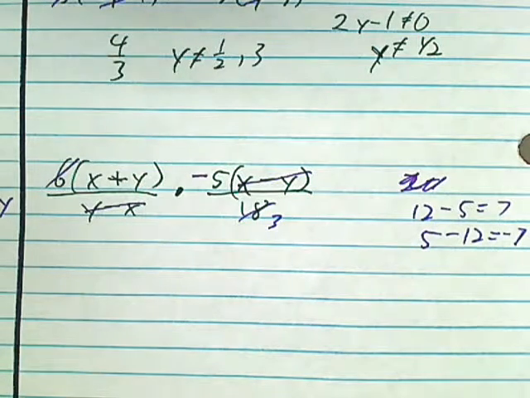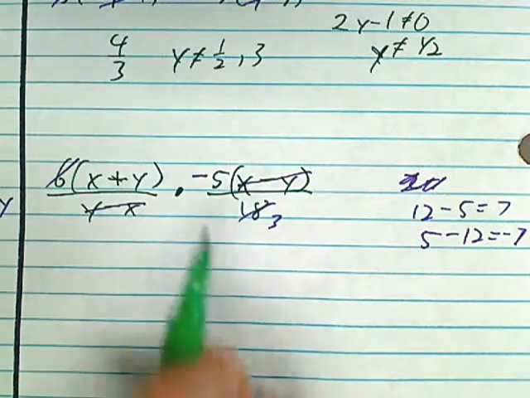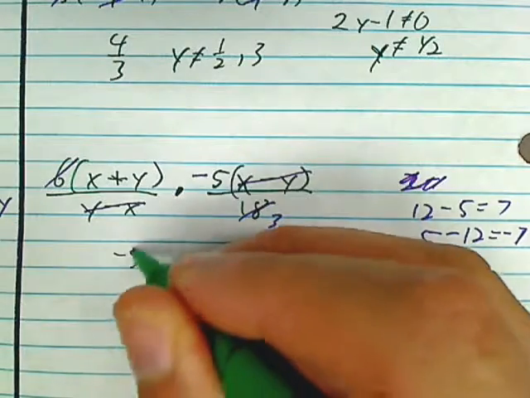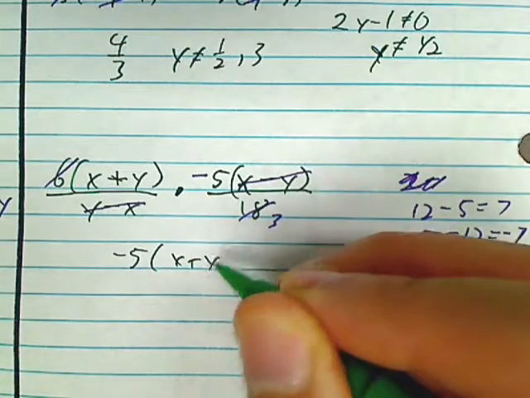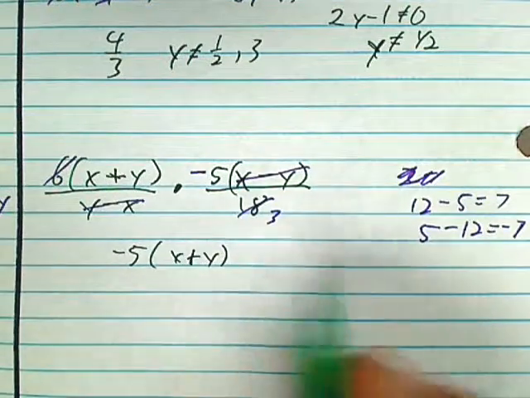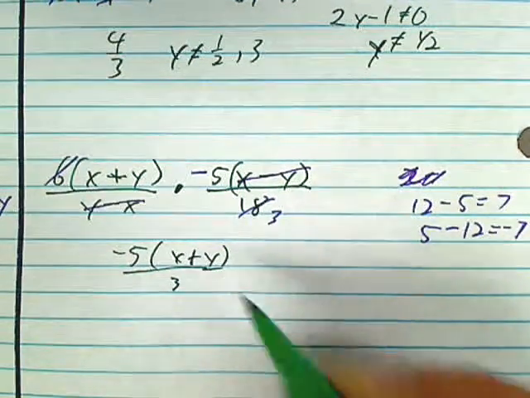Beautiful. So what am I left with? In the numerator, I have negative 5 times x plus y. In the denominator, I have 3.